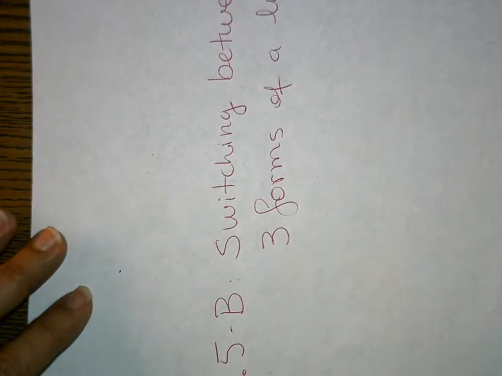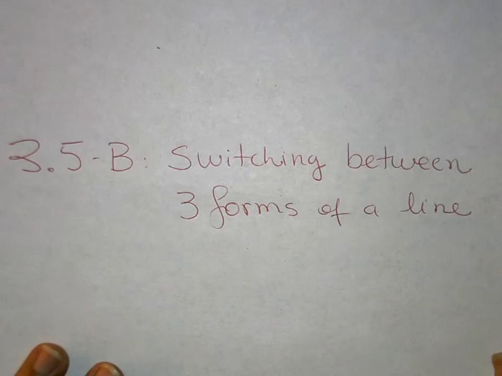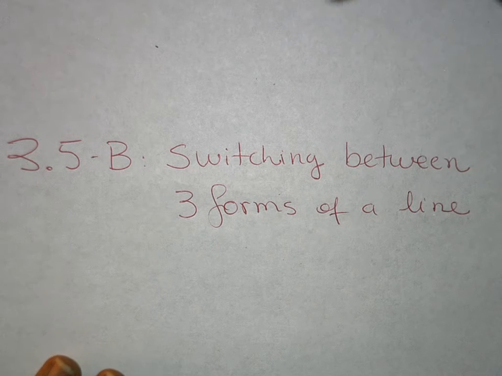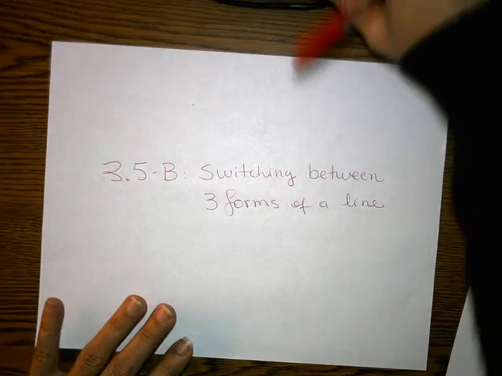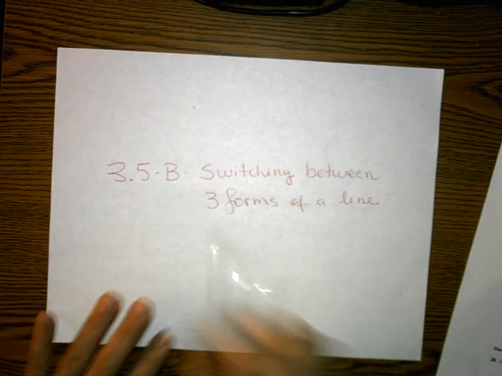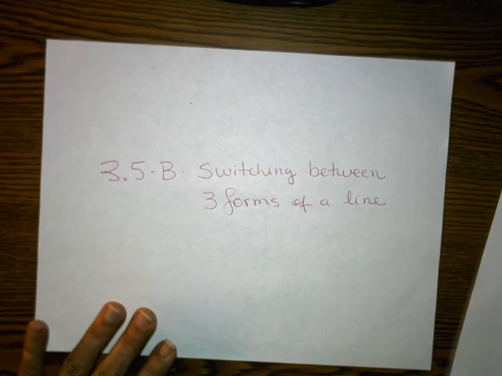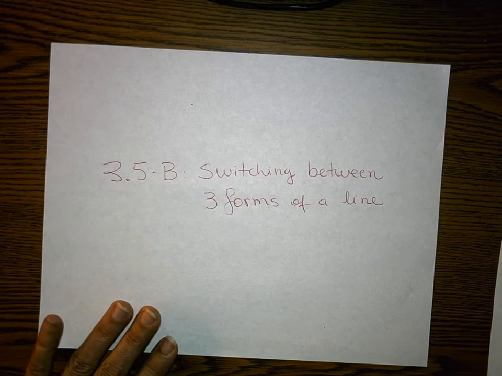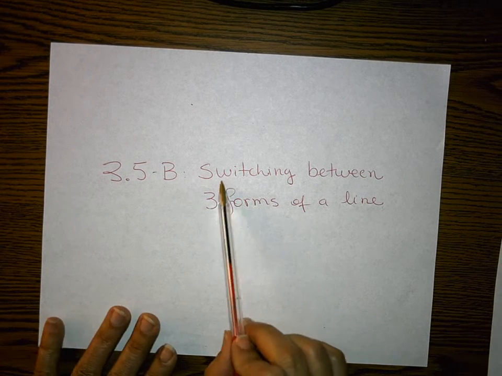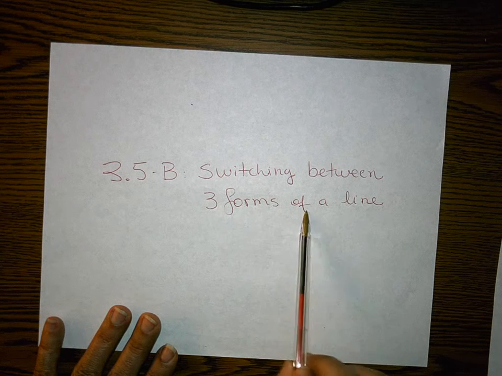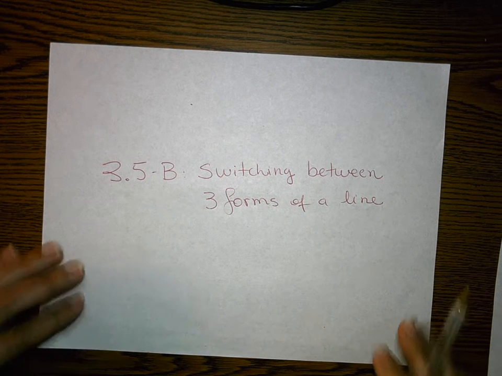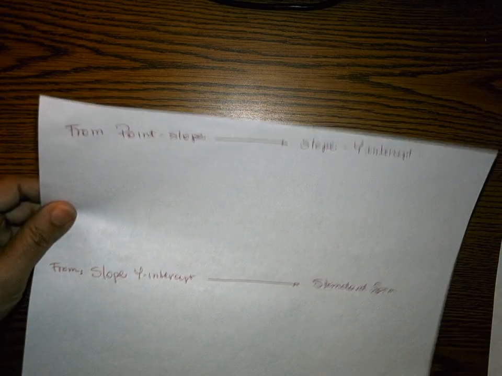All right, so let's go ahead and move on to something different, which is 3.5b. I'm putting both of them on the same, let me zoom out a little bit. 3.5b is a continuation. We were able to do the whole front page of this worksheet in class, but now we are switching between the 3 forms of a line. We need to be able to be good with all these 3 forms of a line. We need to be able to switch between one and another.